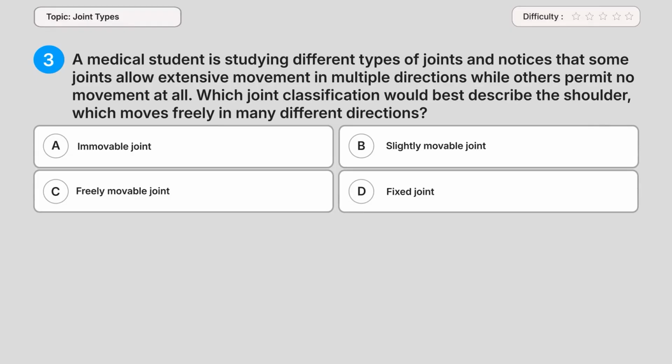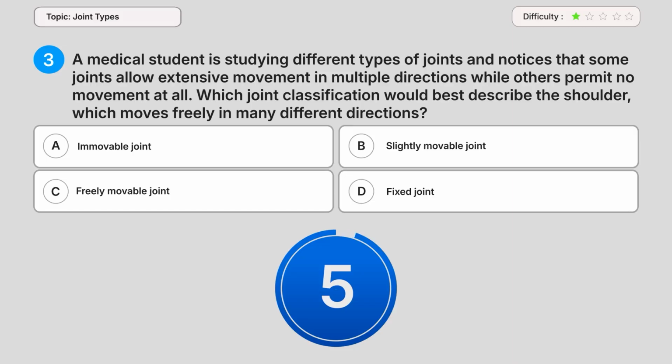3. A medical student is studying different types of joints and notices that some joints allow extensive movement in multiple directions while others permit no movement at all. Which joint classification would best describe the shoulder, which moves freely in many different directions? A. Immovable joint. B. Slightly movable joint. C. Freely movable joint. D. Fixed joint. Do you know the answer?